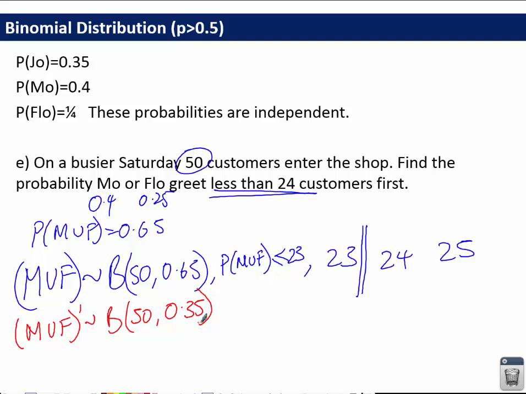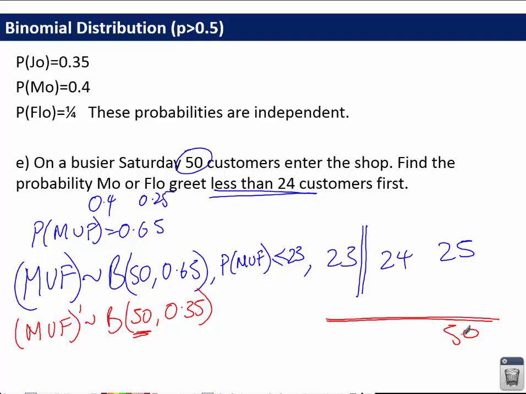Fantastic. So before we put in this next line here, we're going to have a look at the number of trials, because that is important for us. So we've said already the binomial distribution with 50 trials. So overall, we know that 50 trials will occur.